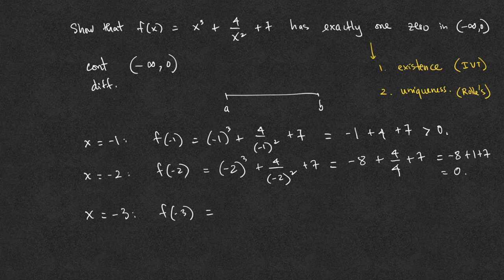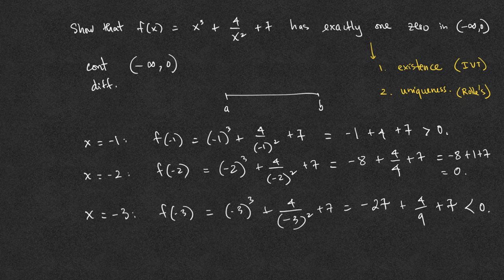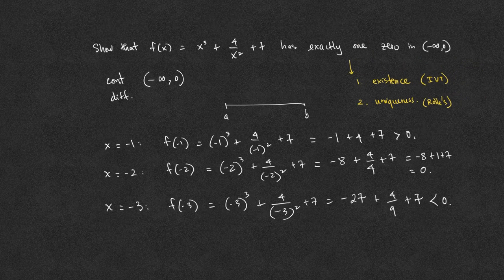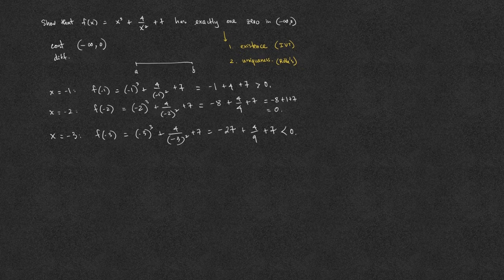f of negative 3 is (negative 3 cubed plus 4) over (negative 3 squared plus 7). This is minus 27, 3 times 3 times 3, plus 4, over 9 plus 7. And we see that negative 27 plus 7 is negative 20. Negative 20 plus 4, over 7, is negative for sure. Remember, we don't need to know the exact value. All we need is just one negative and one positive y value for the intermediate value theorem to work.